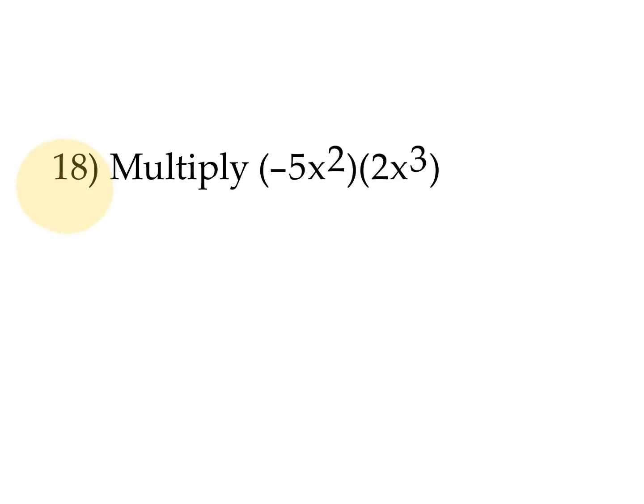All right, let's look at 18. What should I do for 18? Armani, what should I do? Awesome. Let's multiply the numbers first. So what's negative 5 times 2? Negative 10. Then what should we do? We add the exponents. So x to the power of 2 plus 3. Since we're multiplying these together, we add the exponents. That would be x to the power of 5.